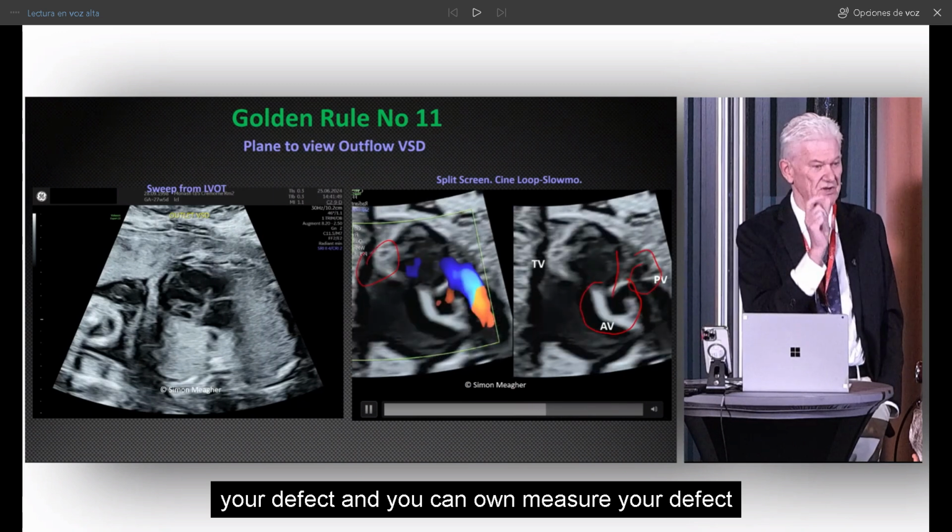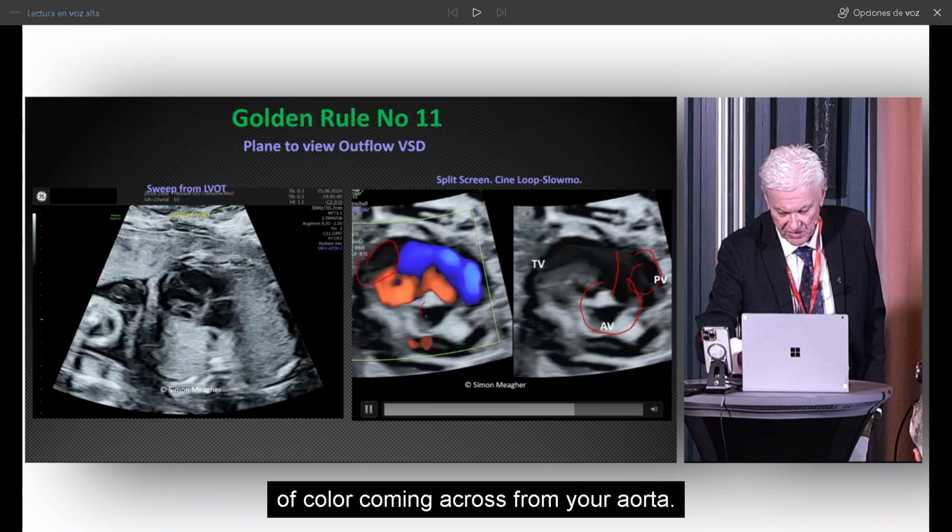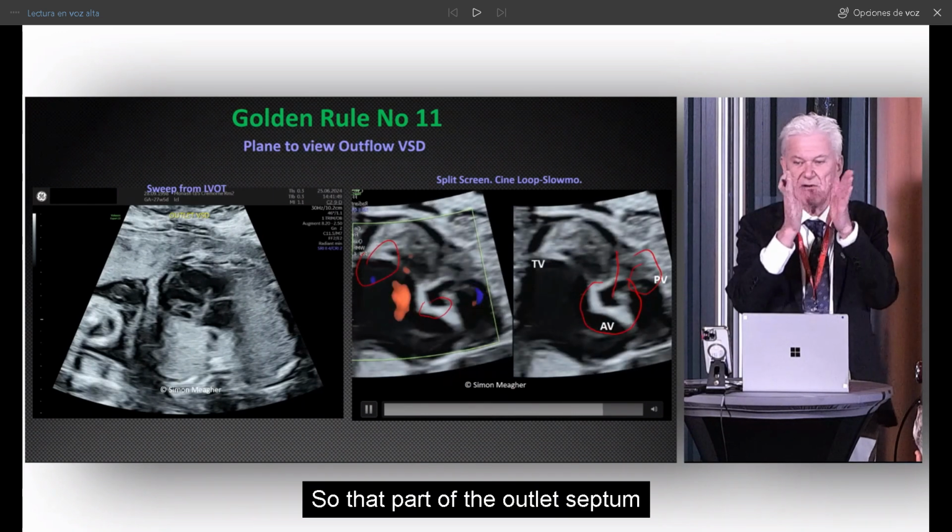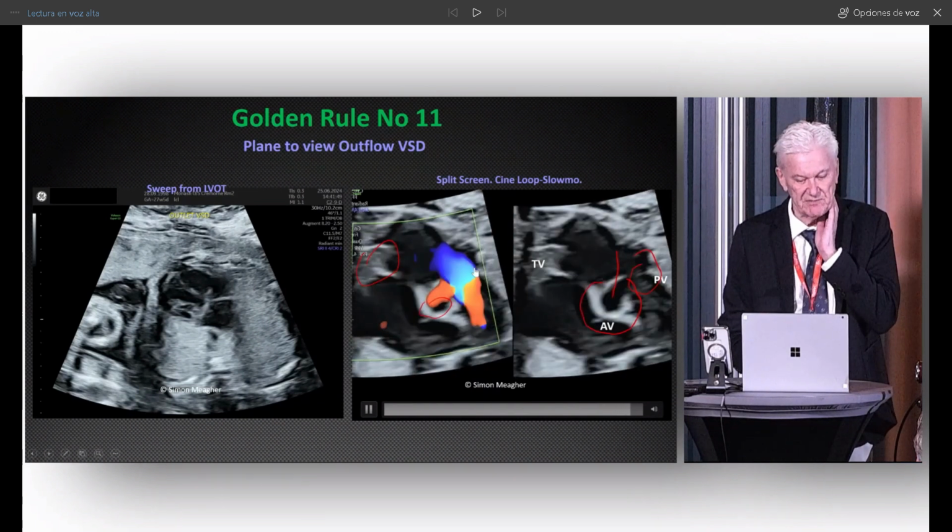And you can measure your defect. And here you can see the wash of color coming across from your aorta. So that part of the outlet septum between the great arteries.